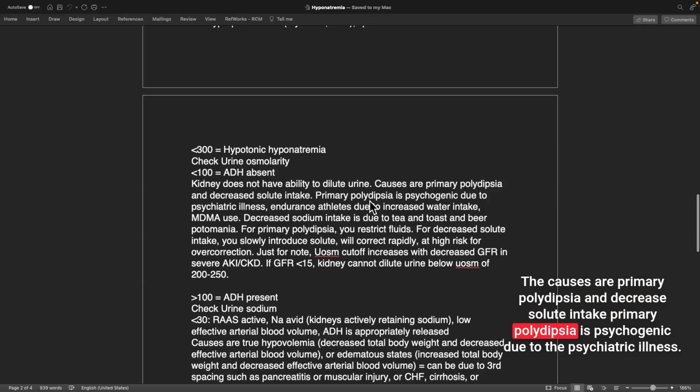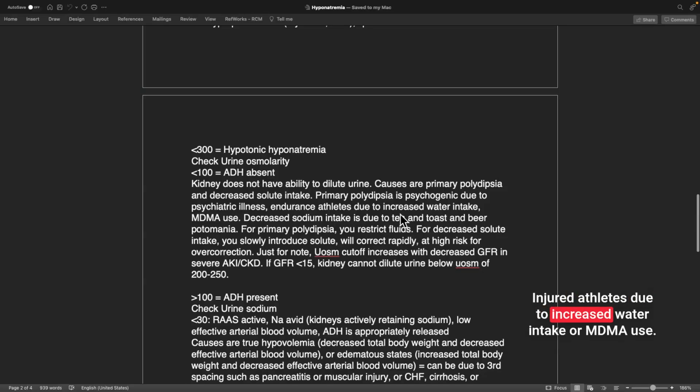Primary polydipsia is psychogenic due to the psychiatric illness. Endurance athletes due to increased water intake, or MDMA use. MDMA use makes you dehydrated.